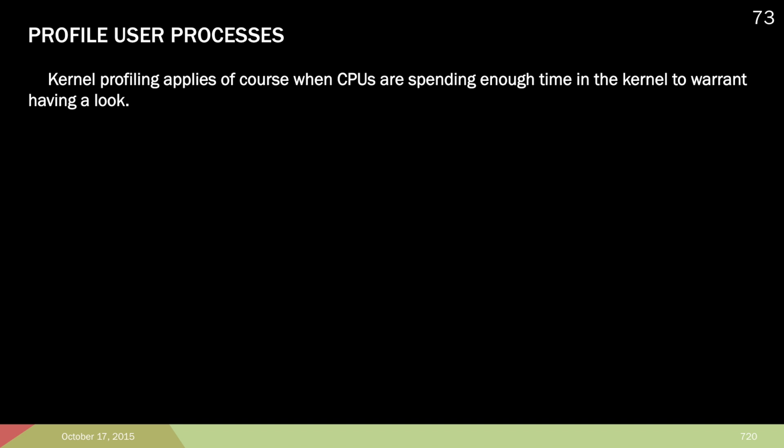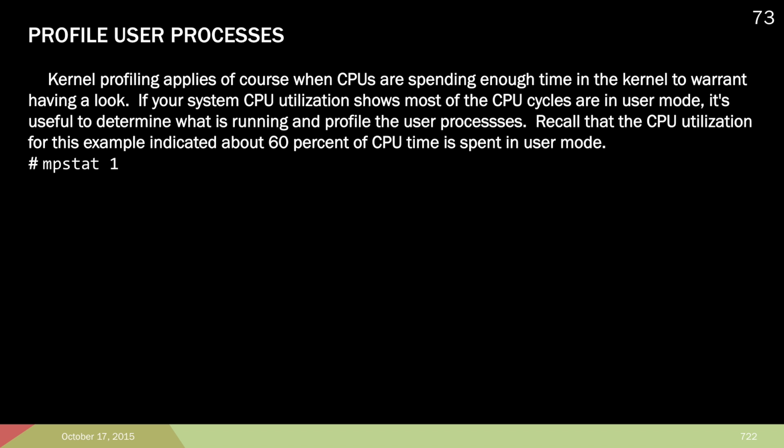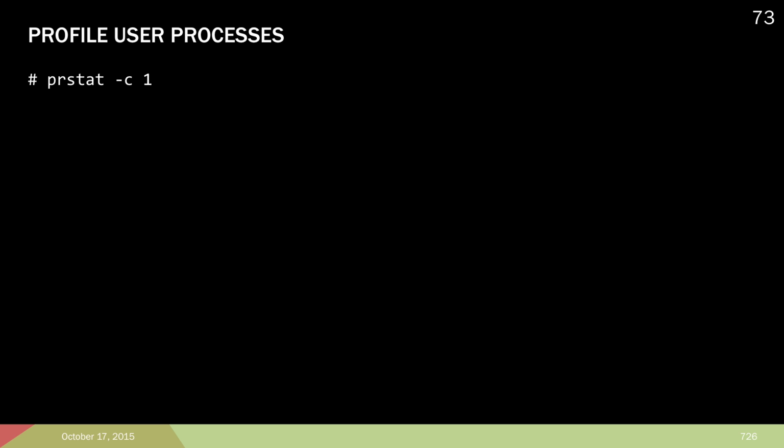Kernel profiling applies, of course, when CPUs are spending enough time in the kernel to warrant having a look. If your system CPU utilization shows most CPU cycles are in user mode, it's useful to determine what is running and profile the user processes. Recall that the CPU utilization for this example indicated about 60% of CPU time is spent in user mode. What column seems to jibe with 60%? Let's validate with prstat as well.